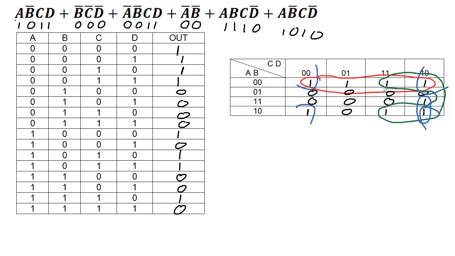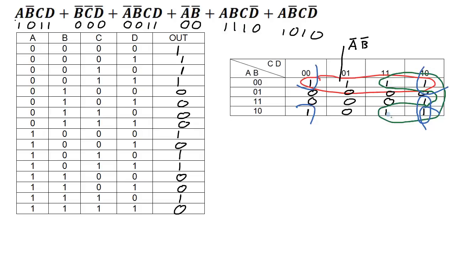So let's look first at the red cell here. This is the row where A is equal to 0, B is equal to 0. C and D are changing as I move from column to column, so they won't be in the expression. So that cell there will be not A, not B, because both A and B are 0 for that.